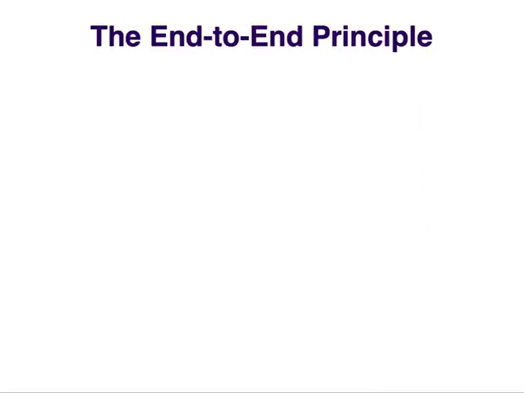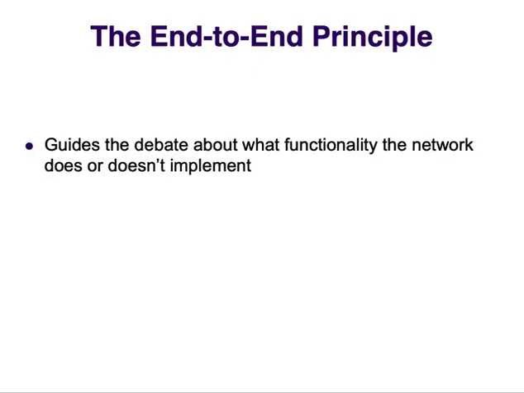So what does the end-to-end principle mean? It's a guideline. It's not a rule. You don't have to follow the end-to-end principle. But it's a guideline that guides the debate about what functionality gets implemented where in any distributed system. So it's actually a fairly general guideline for how you should be partitioning and assigning tasks to different pieces in a distributed system.